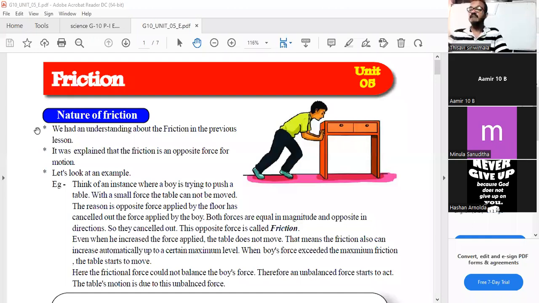It is a self adjusting force. It is automatically generated and it is automatically changing according to your force applied. A self adjusting force.